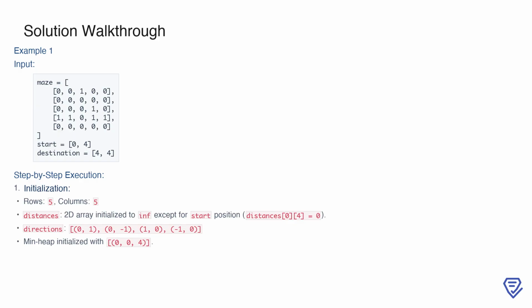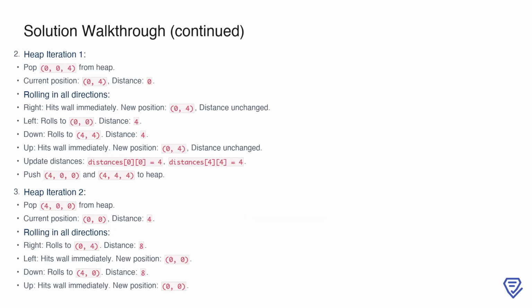We also define the possible directions for movement: right, left, down, and up. Lastly, we initialize a min heap with the start position and its current distance, represented as 0, 0, 4, where 0 is the distance, and 0, 4 is the position. Now we begin processing the heap. In the first iteration, we pop 0, 0, 4 from the heap, meaning we are at position 0, 4, with a distance of 0. From here, we attempt to roll in all 4 directions.